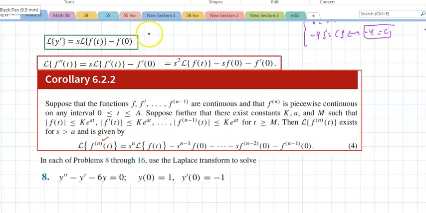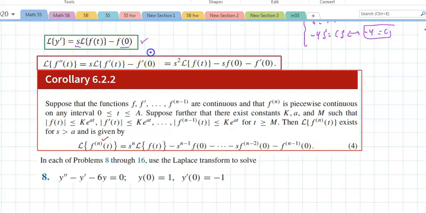I'm looking at the Laplace applied on a derivative. That's also on the formula sheet that I uploaded for you in Canvas. You could download that and have it next to you on every test. That is s times the Laplace of f of t minus f of 0.